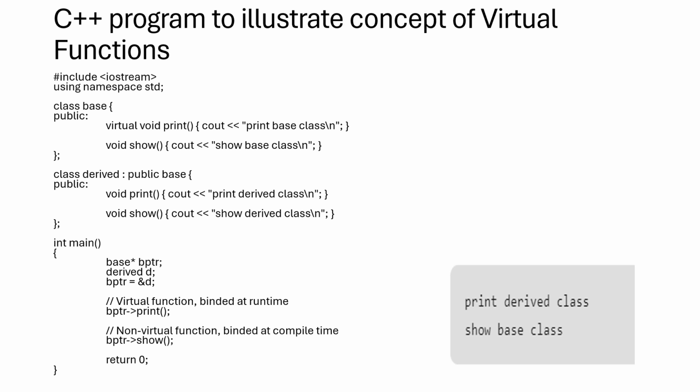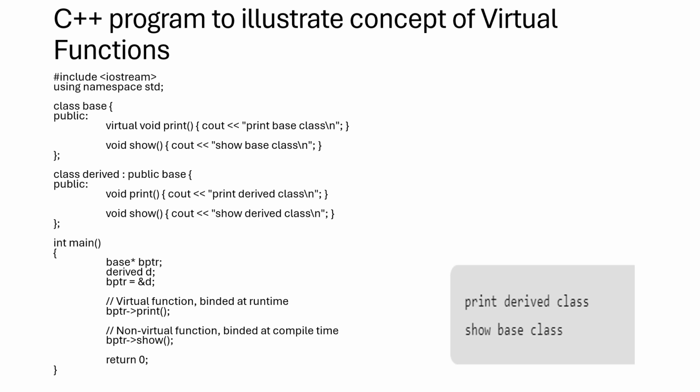One example program. Class Base, this is a base class. Here we are declaring the functions void print and void show. Void print is made a virtual function by using the virtual keyword. So virtual void print will print base class, and another function, void show, is a simple function that prints show base.